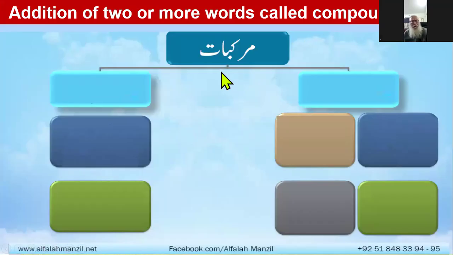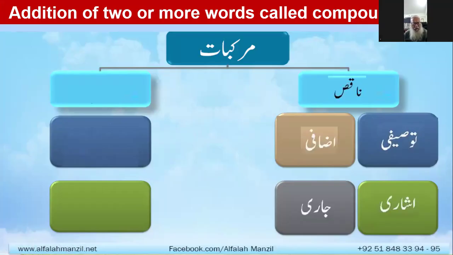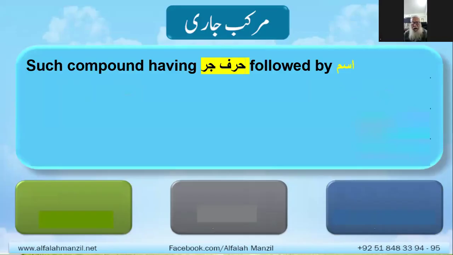In compound, yesterday we talked there are two types. Naqis, which does not give the full meaning of understanding, like Murakkab Tawsifi, Murakkab Idafi, Murakkab Ishari, Murakkab Jar. We simply say they are pairs: the Sifa pair, the relation pair, the Ismu Ishara pair, and the Harf Jar pair. The second type is called Tam. Those compounds give us complete understanding, just like Jumla Ismiya and Jumla Fi'liya, the nominal sentence and the verbal sentence.